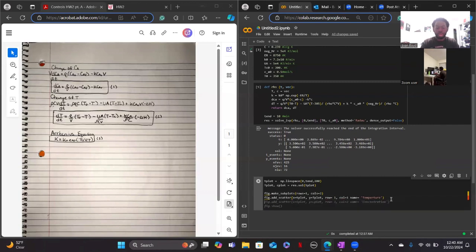Okay. Now let's add our concentration graph. So x is equal to t plot, y is equal to concentration plot, row is equal to 1, and then our column now for this one equal to 2, and our name for this would be equal to concentration.